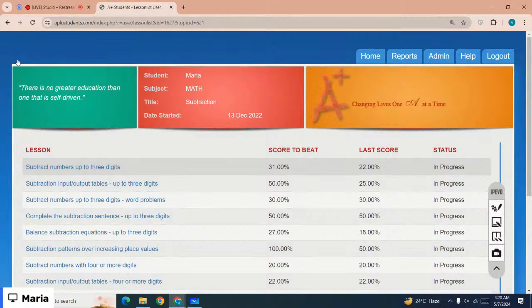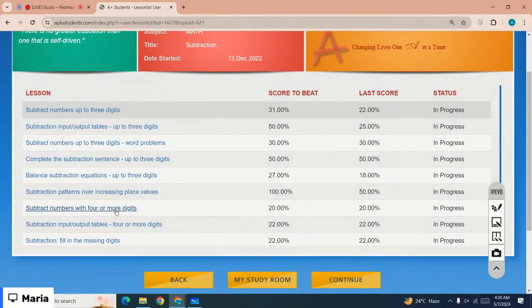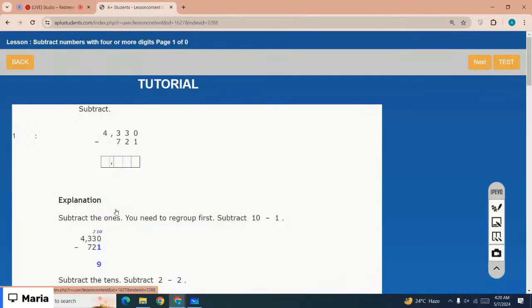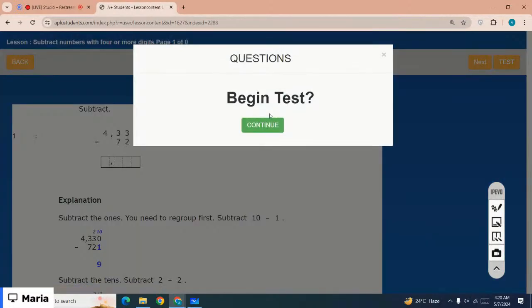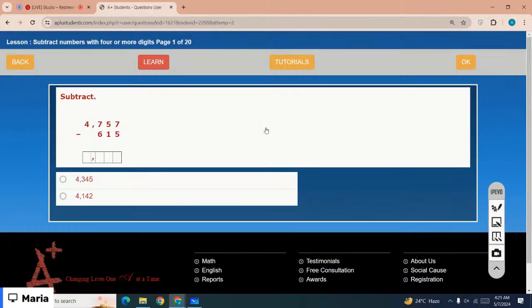The next lesson is subtract numbers with 4 or more digits. Let's just start with the lesson, and also let's just start with the test questions. You can have a look at the tutorial by yourself later today. So let's just start with the lesson. Okay, so the first question is, let's just start with the first one.